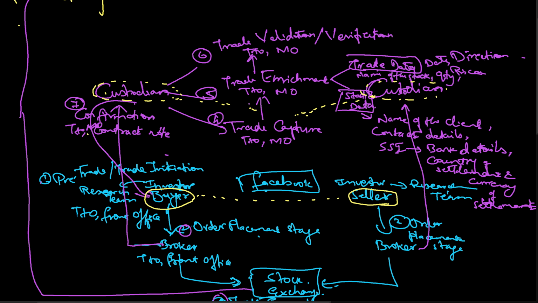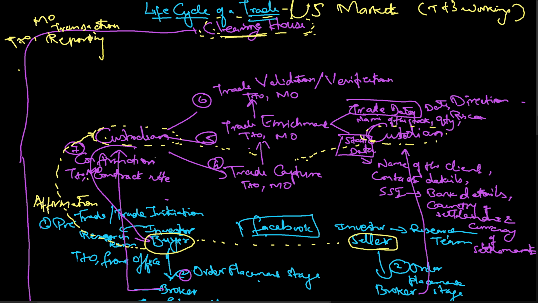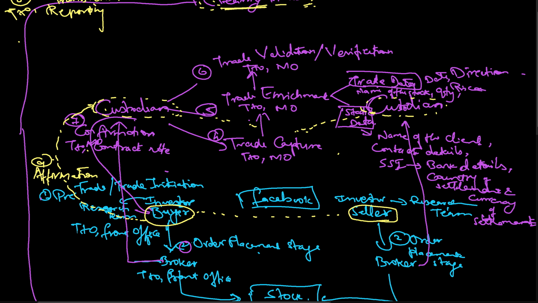The buyer who has got the confirmation will check whether he is okay with all the trade details or not. Assuming everything is fine, he will inform the custodian, which is called the affirmation stage. Affirmation. So let me give the number over here: 7, this is 8, so this is 9. Affirmation means the investor is informing the custodian that everything is fine with the contract note: the name of the stock, quantity, price, direction, all the details.